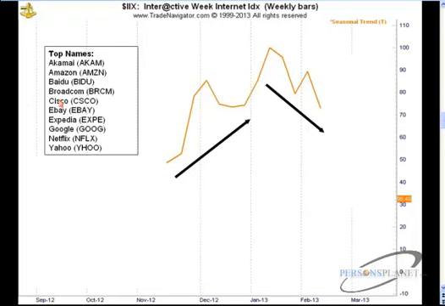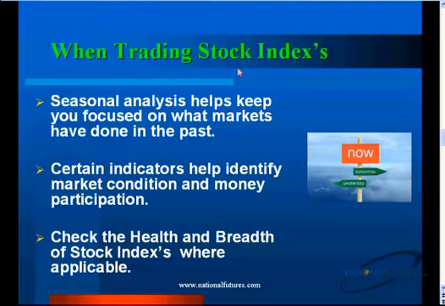Some of the top names are Akamai Technologies, Amazon, Baidu, Broadcom, Cisco, eBay, Expedia, Google, Netflix, Yahoo. Google is one of the ones where we had some really good technical indicators revealing that the momentum was starting to sway. Since the peak last week to even today's lows, we've seen over a 5% decline from peak to trough. And there might be some more coming in this market.